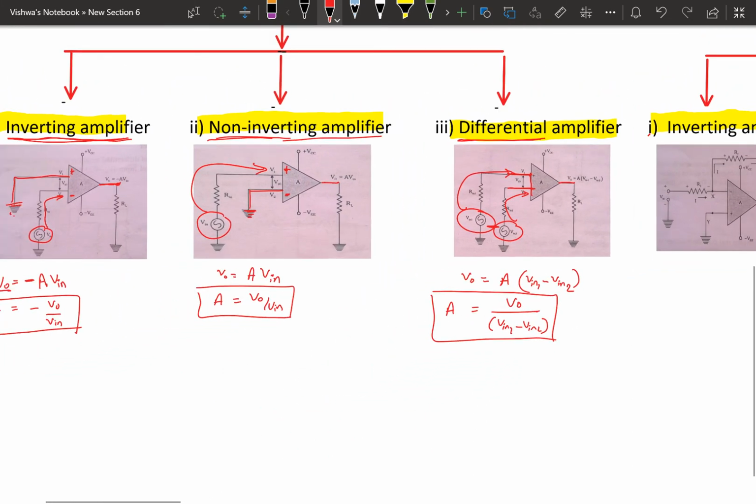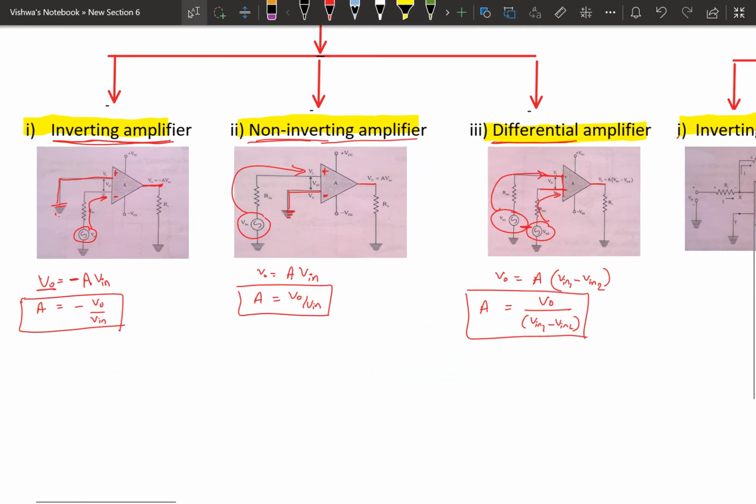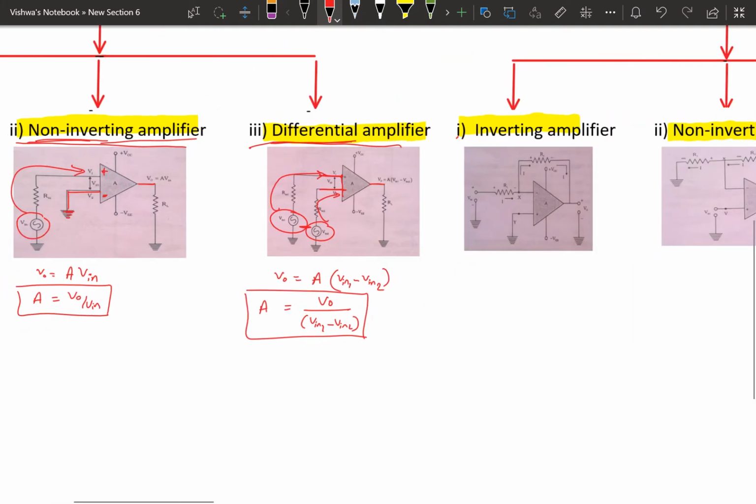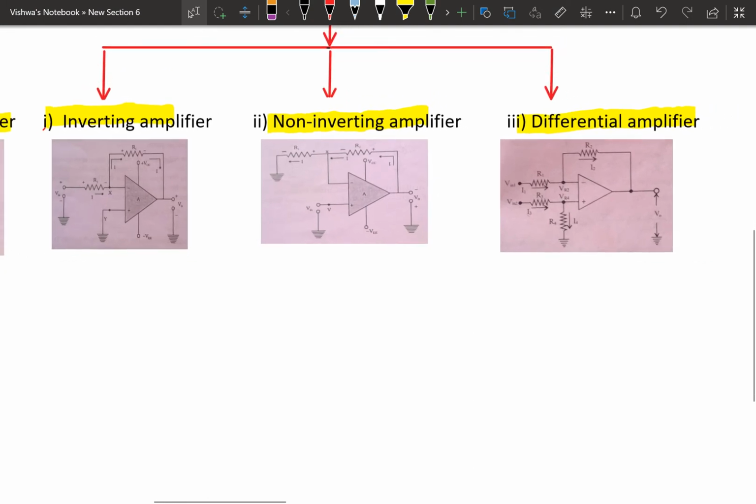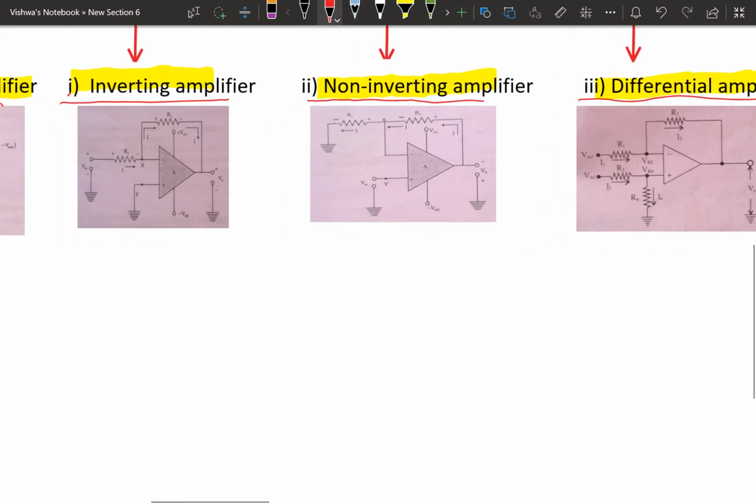Okay, so these are the open loop configurations. Under this we learned about the inverting amplifier, non-inverting amplifier, and differential amplifier. The other kind of configuration is closed loop configurations. Under closed loop configurations, again there are three different configurations: closed loop inverting, closed loop non-inverting, and closed loop differential amplifiers. Now let's see the output of these three configurations and their gain.